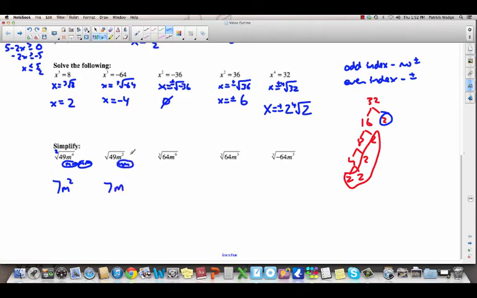Guess what? There's one last thing you have to do in this question. You're going to hate this. You know what you have to do? You have to put absolute value signs around the m. Why is that? And why didn't we do that here? Okay, let's see if I can explain this without taking too much time.